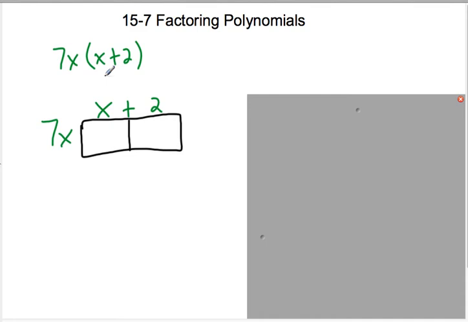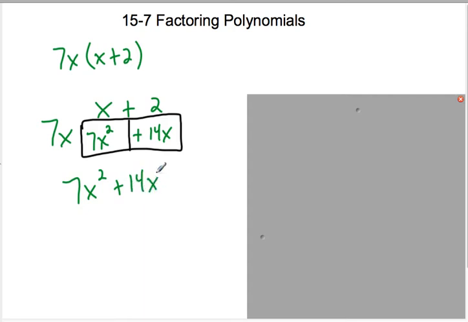Hello, in this video we're going to learn about factoring polynomials. In the past couple videos we've been multiplying polynomials or monomials and polynomials, and it looked kind of like this. So we got 7x times x plus 2, and we were able to multiply them together one by one like this. 7x times x is 7x squared, and then 2 times 7x would be plus 14x. And so we would know that our answer is 7x squared plus 14x.